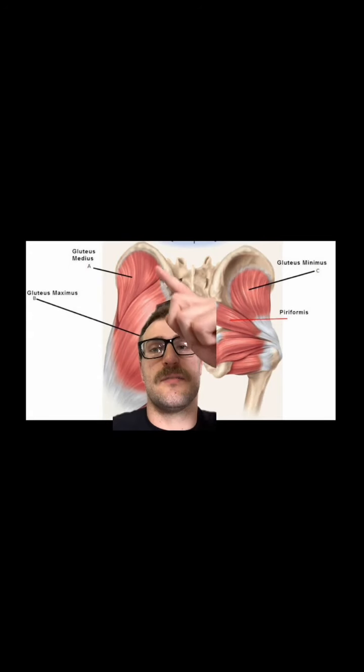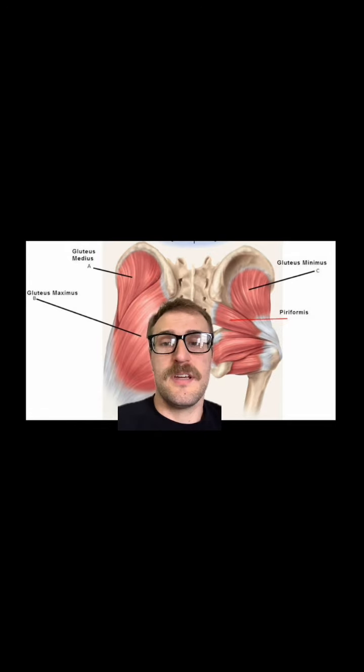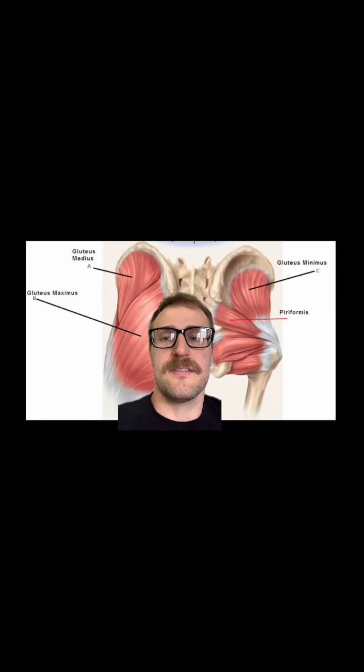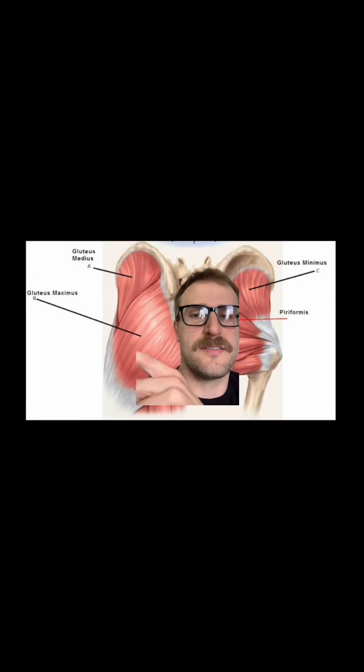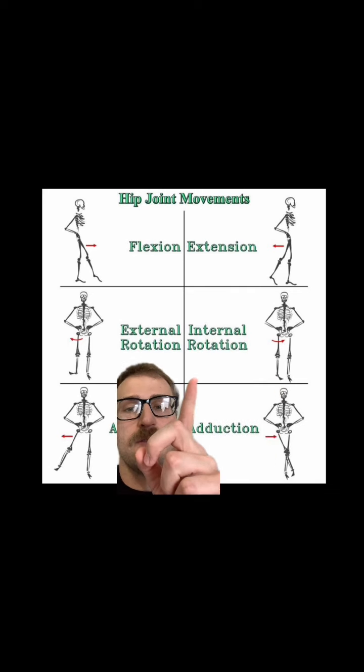Glute med originates up on the crest as well as the anterior and posterior gluteal lines of the ilium, and inserts into the greater trochanter, which is on the outside or lateral aspect of the femur, basically just hip to the outside of the femur. Main function of glute med is abduction, and it also functions in internal rotation.